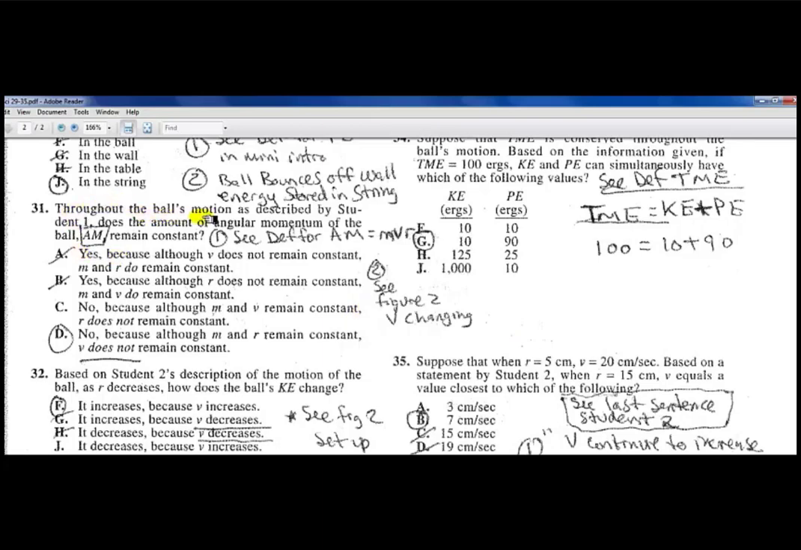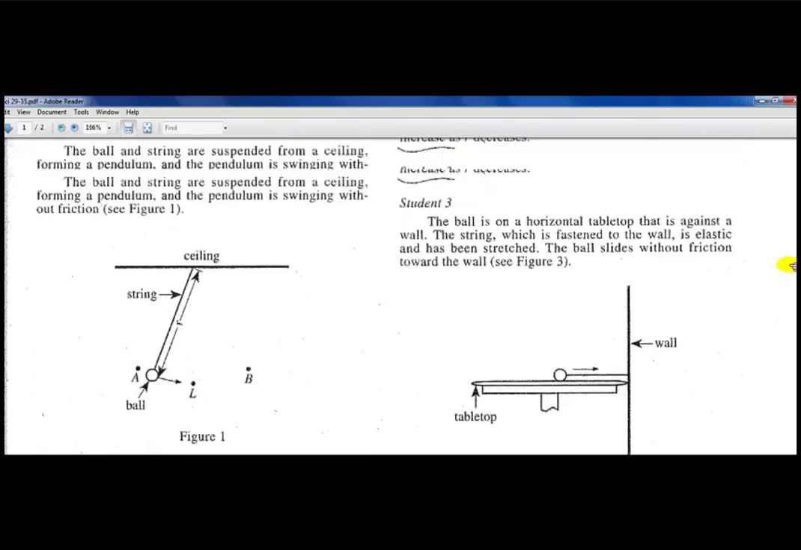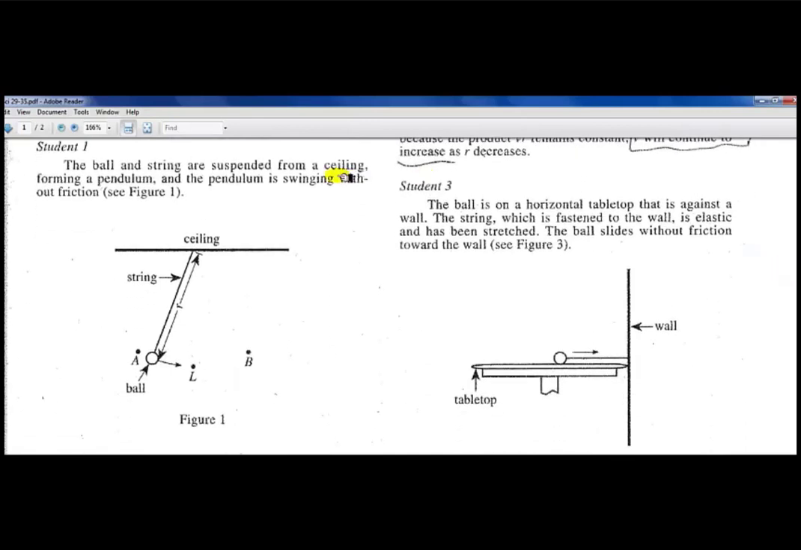And read it one more time. Throughout the motion described by student 1, does the angular momentum remain constant? Let's go back in and take a look at student 1's setup. You can find student 1's setup in figure 1. Here's student 1, and the setup is in figure 1.